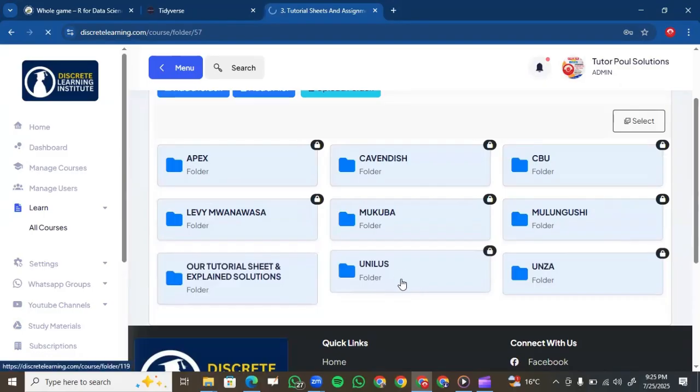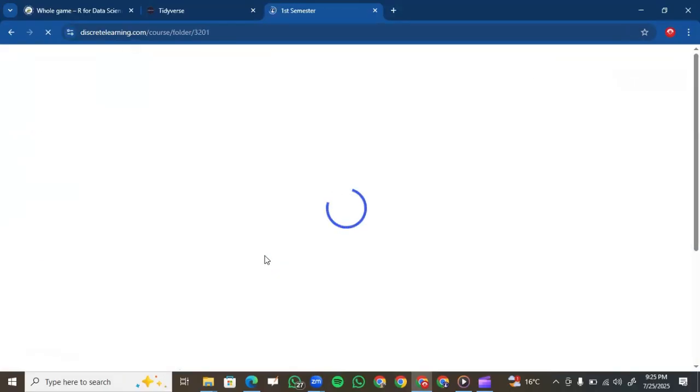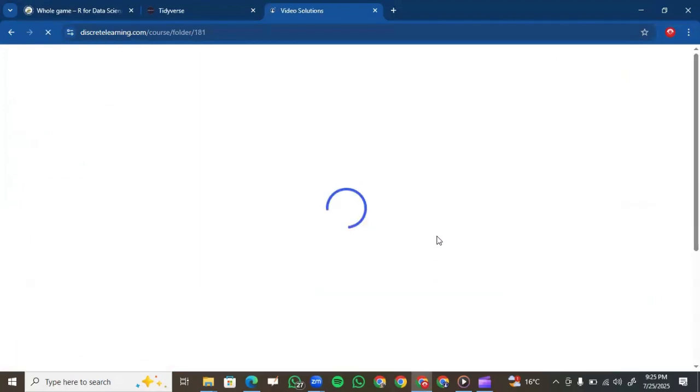So if you're from Unilas, just click Unilas. Then you find semester 1 and semester 2. If you're from semester 1, you go in semester 1. And then in semester 1, you're going to find the lecture notes for Unilas semester 1 topics, written solutions to the tutorial sheets, as well as videos. So you can go in videos, that's what you want.